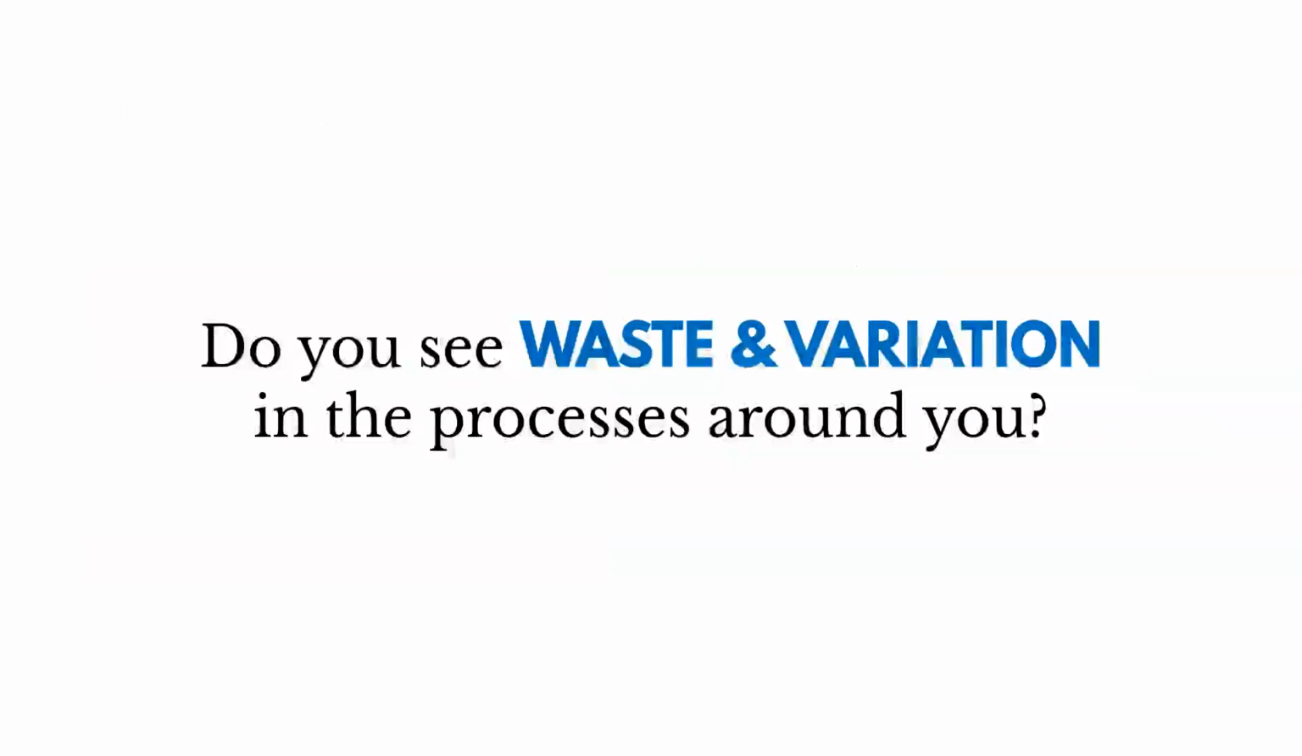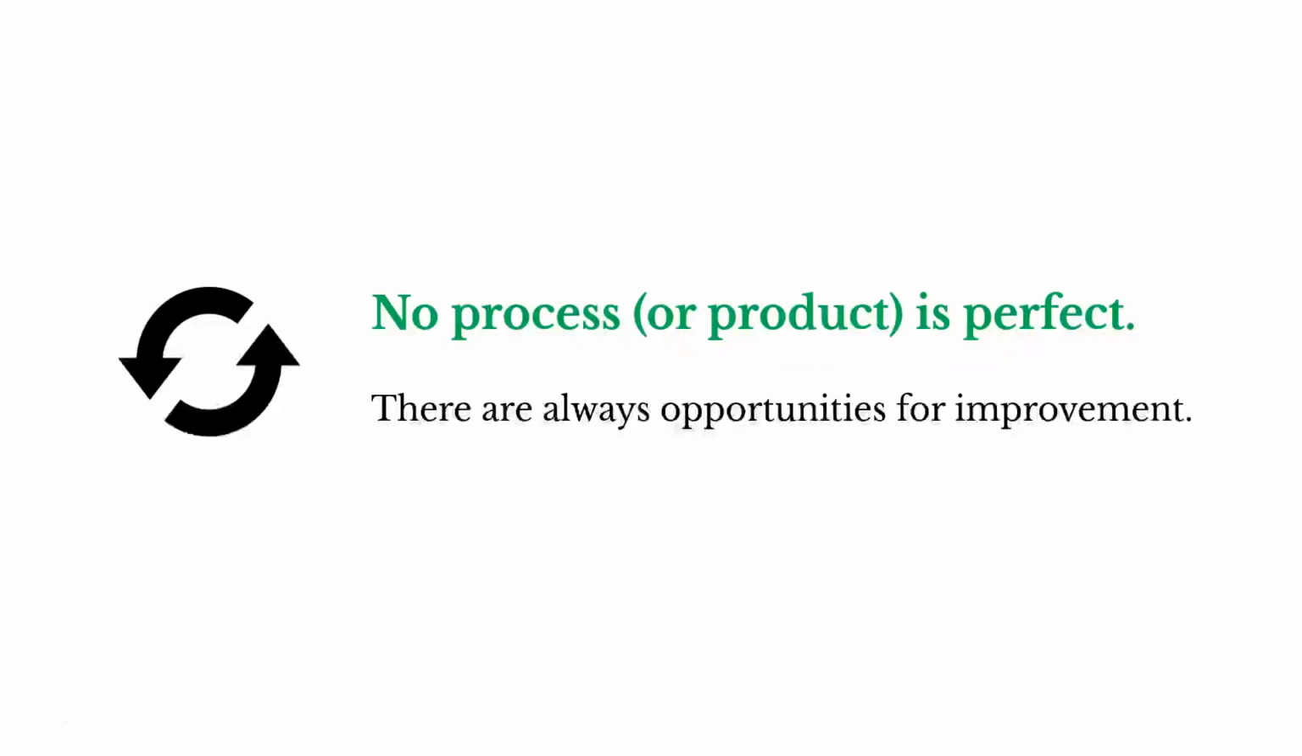So if you take a couple minutes and you think about where do I see waste and variation in the processes around me, there's probably no end to what you could identify. And our goal here is to just try to eradicate that, eliminate the waste, and reduce the variation that we see. And what's important as we go through this to remember is that no process or product is perfect. That's an important principle. And we should know that there's always room or opportunities for improving our processes.